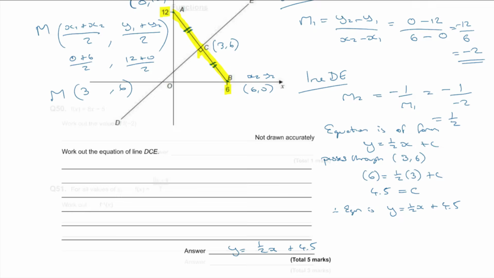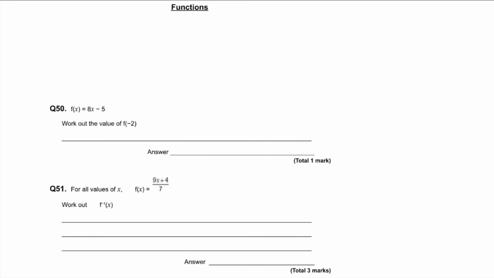Okay? Next up, we've got functions. Now we need to know how to do three things for functions. We need to know how to take a value and substitute it into a function and the notation around that. We need to know about composite functions, feeding the function inside another function. And we need to know about inverse functions, which is how we get our numbers back again if it's already been fed through that particular function. How can we get back from the output back to the input?